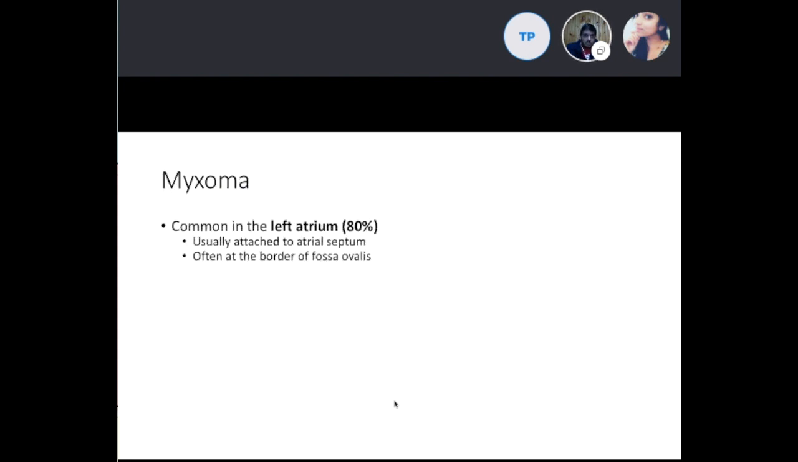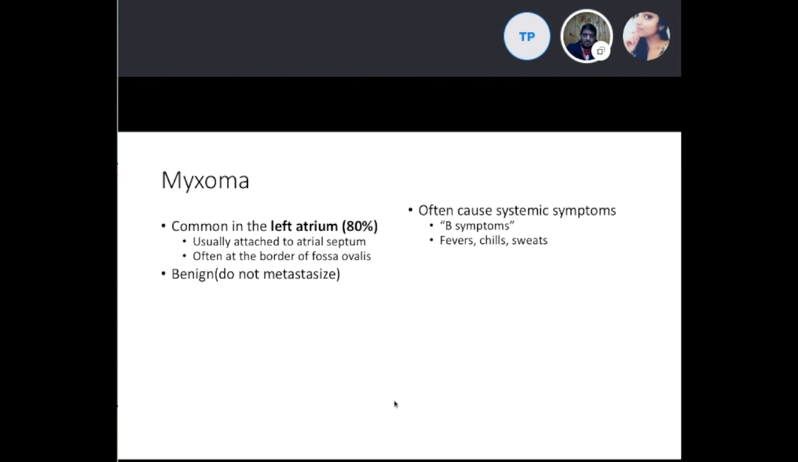Myxomas occur in the left atrium about 80% of the time. Usually they're attached to the atrial septum, and they're benign, so they do not metastasize. They often cause constitutional symptoms or B symptoms such as fevers, chills, and sweats, and can embolize, which can cause stroke.